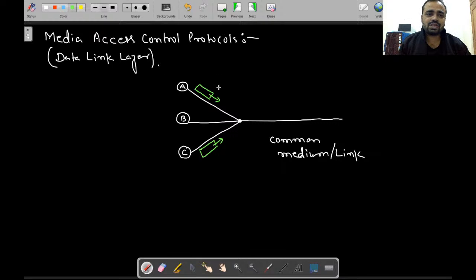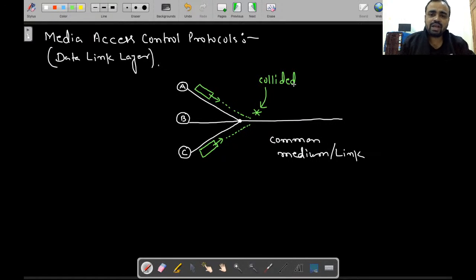So suppose I am assuming a situation that node A is trying to send its data packet, and at the same time node C is also sending its data packet. So what will happen? Both data packets will reach the common medium, and they will collide. Are you getting my point? Once two different packets collide, there will be an error inside the packet, and if there is an error it cannot be delivered properly, because the destination host will discard the packet by using the error control mechanism. Are you getting my point or not?